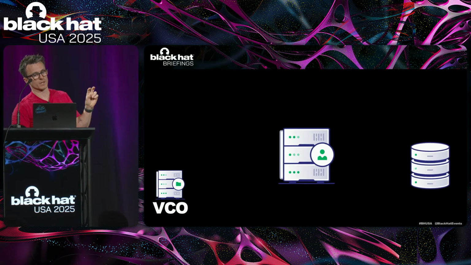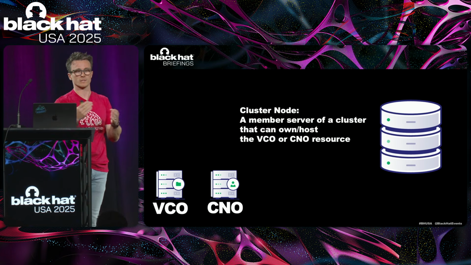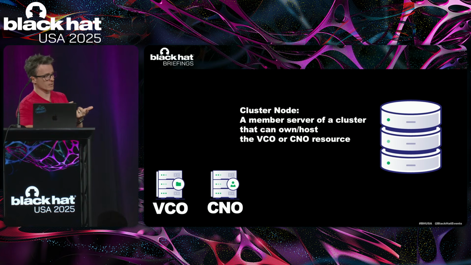So the way these work is that each node in the cluster is considered a member server, and that can own or host the VCO or CNO resource at any given time. It can only be owned by one node at a time, so you can't have multiple VCOs, and you'll see there's not a lot of nuance to where they're going to be hosted.